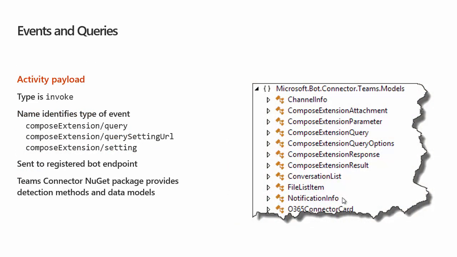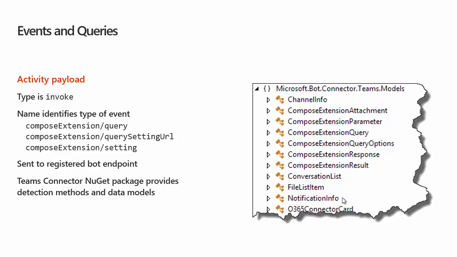As we saw earlier, activities have different types, and specifically for messaging extensions, the activity type is an invoke. There are 3 types of invoke events that can happen: a compose extension / query, compose extension / query setting URL, and compose extension / setting. A compose extension is the previous name of this technology. It has been renamed recently. So what you'll see in the Microsoft Teams SDK is the compose extension prefix on these methods, but it's the same thing.